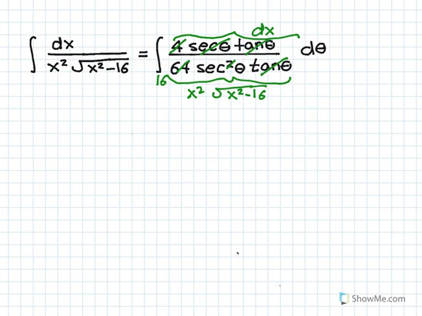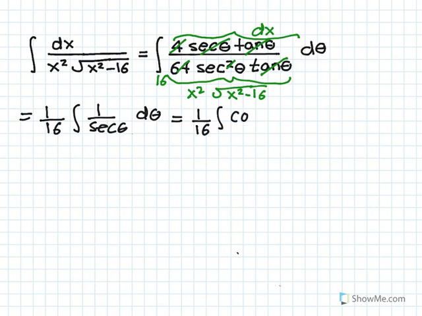So when we simplify this, we're going to get 1 over 16 times the integral of 1 over sec theta d theta. 1 over secant theta is just cosine theta. So we get 1 over 16 integral cos theta d theta. That's 1 over 16, and the integral of cos theta is sine theta plus c. Now we need to express the answer in terms of x.